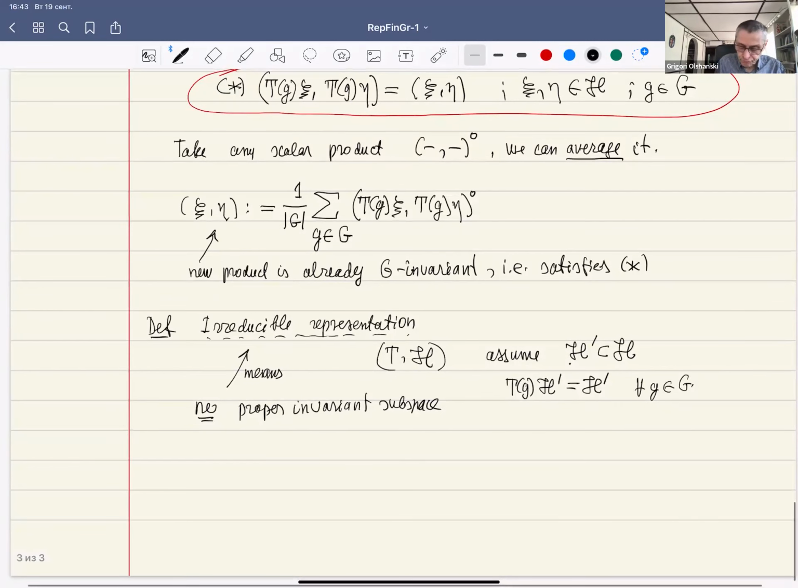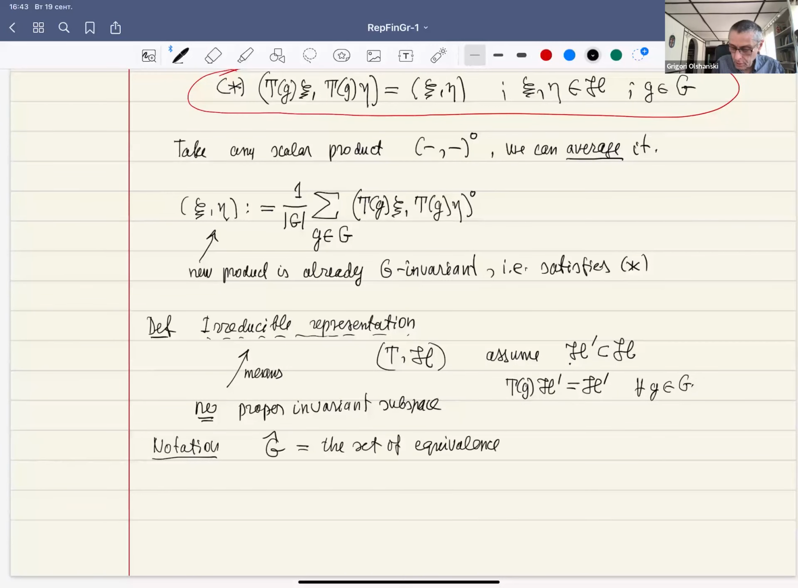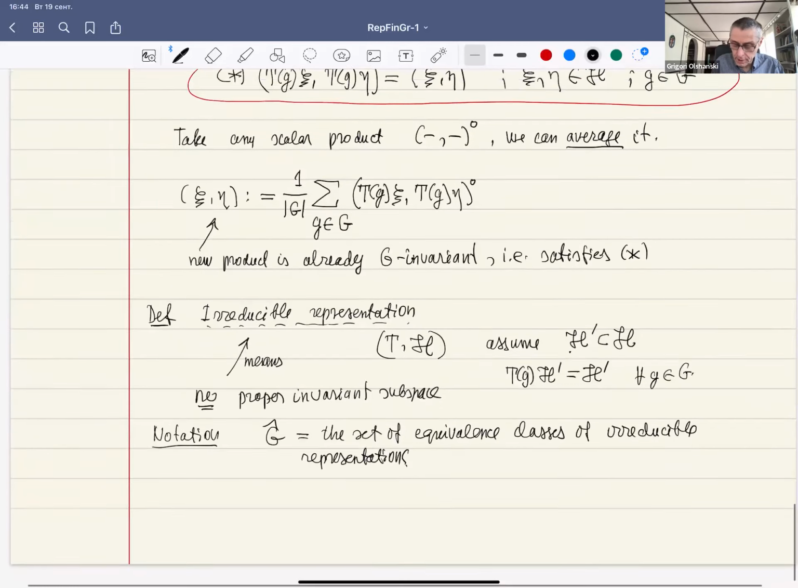And the notation which one uses in this situation is as follows. G hat is the set of equivalence classes of irreducible representations. We will see that it is a finite set, but at present it's not clear from the very beginning.